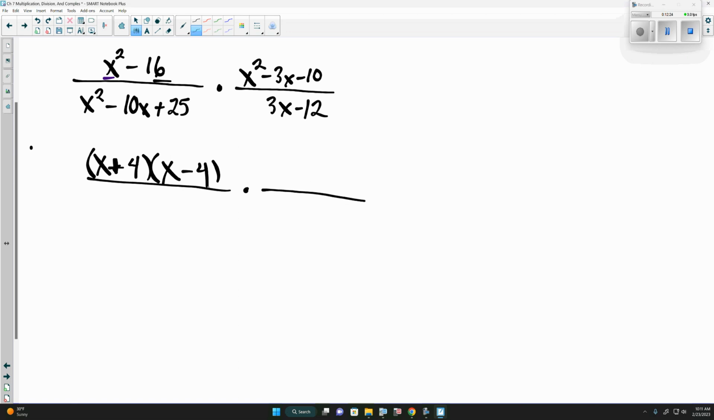Now the denominator of the second one, does 3x minus 12 have a greatest common factor? 3. And if I factor 3 out of 3x, we're left with x minus 4.